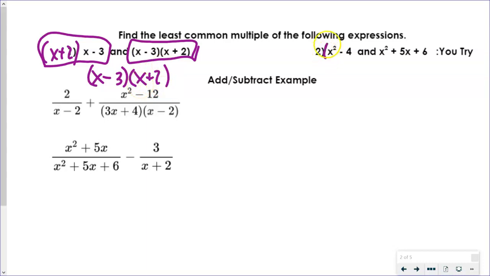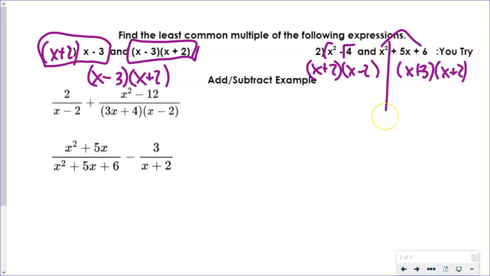Here, let's factor this. This would be x plus 2, x minus 2. And then if we do a times c here, you're going to have two factors that multiply to 6 but add to 5. It's x plus 3 and x plus 2.